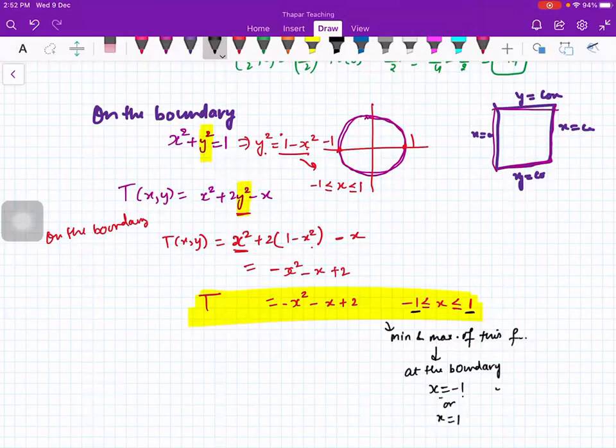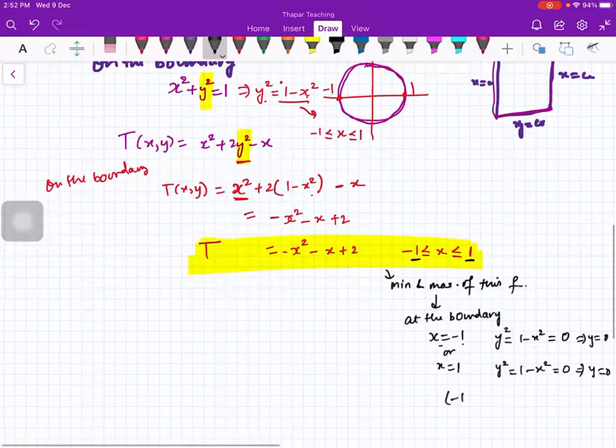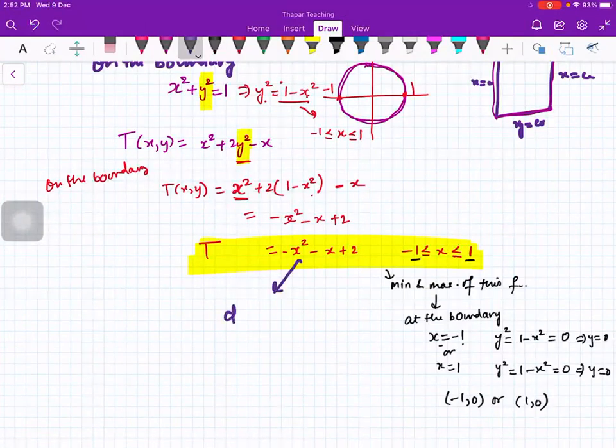When x is equal to minus 1, y square is 1 minus x square, so that is 0. And when x is 1, in that case also y is 0, right? So therefore the 2 points where maximum or minimum can occur are minus 1 comma 0 or 1 comma 0. And apart from that, you will put the derivative with respect to x equal to 0. That gives you minus 2x minus 1 equals 0. That gives you x is equal to minus half.